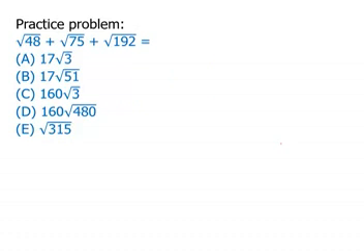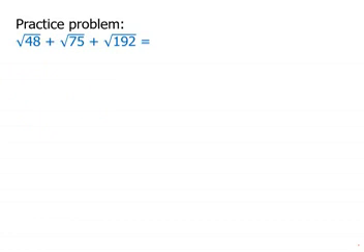Here's a practice problem. Pause the video, and then we'll talk about this. Okay, well, first of all, we know we cannot add through the radicals, so we certainly can't add 48 plus 75 plus 192. So instead, we have to simplify each one of those radicals. So let's take them one at a time.